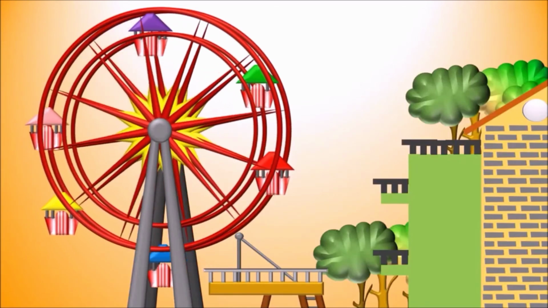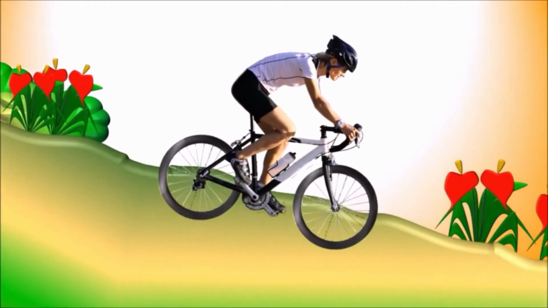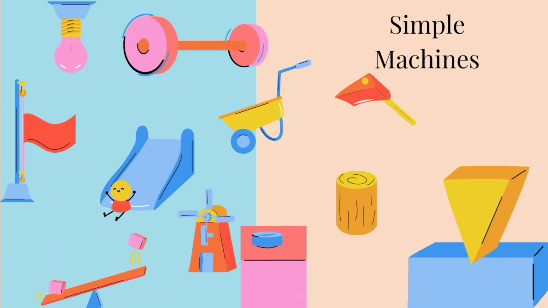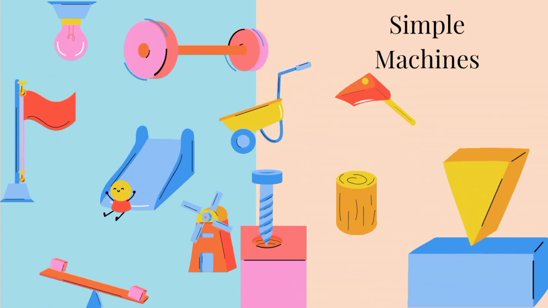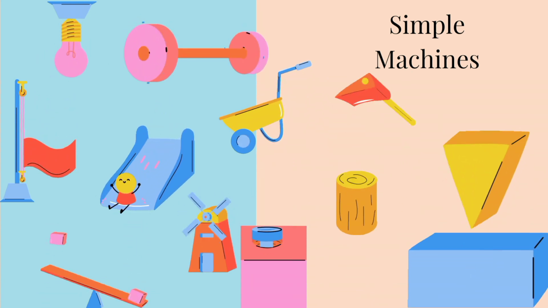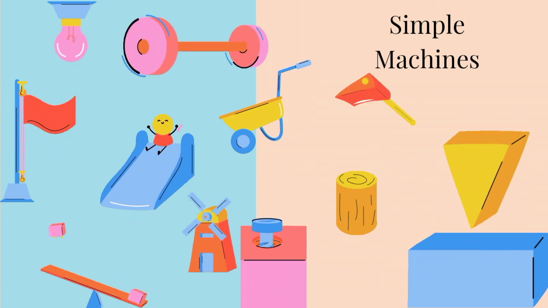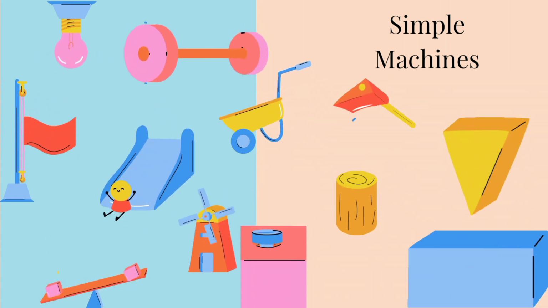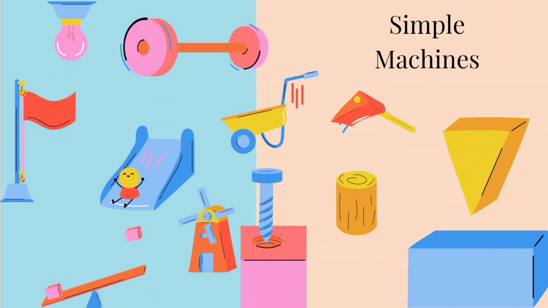Throughout history, humans have developed several devices to make work easier. The most notable of these are known as the 6 simple machines: the wheel and axle, the lever, the inclined plane, the pulley, the screw, and the wedge. Although the latter 3 are just combinations or extensions of the first 3.